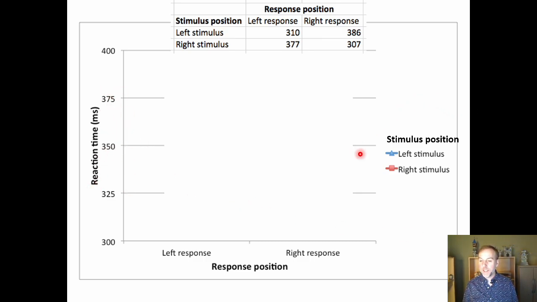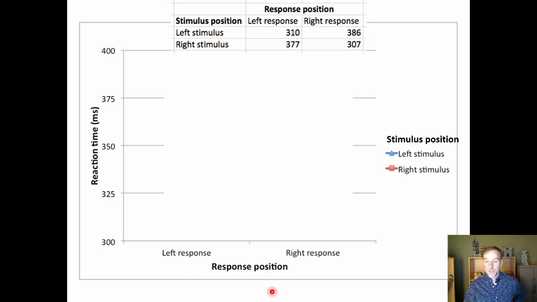We're also going to need a legend. So here it's stimulus position, and we'll have left stimulus, right stimulus. To distinguish those, I'll have different colors and different shapes. One thing you don't want to do is mix up your x-axis and your legend. Technically you could plot them the other way, but that's not the standard way to look at stimulus response compatibility data. So we're always going to have response position on our x-axis.